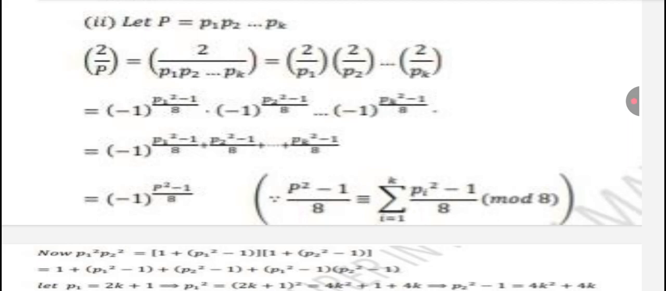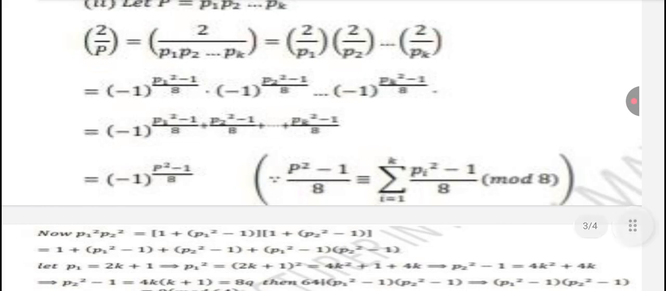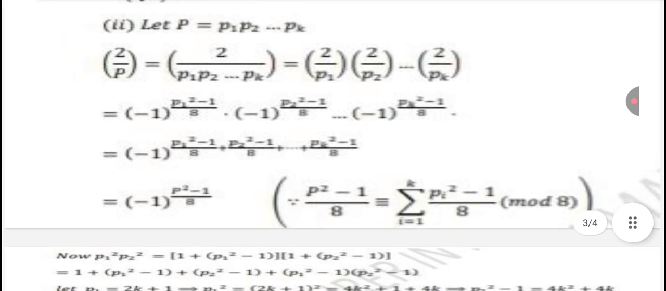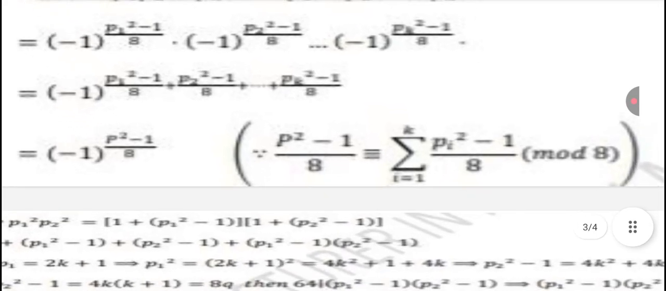Now how to prove this? P1 square into P2 square, just like before. Once again we can add and subtract 1 to each term. So now we can write this as a product of two factors, namely (1 plus (P1 square minus 1)) into (1 plus (P2 square minus 1)). Now when you multiply this, we are going to get 4 terms, namely 1 plus (P1 square minus 1) plus (P2 square minus 1) plus (P1 square minus 1) into (P2 square minus 1).